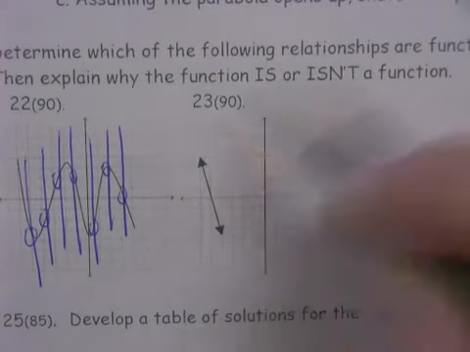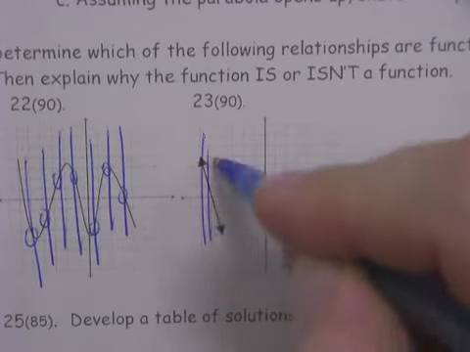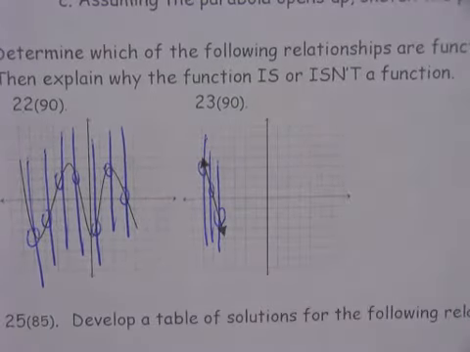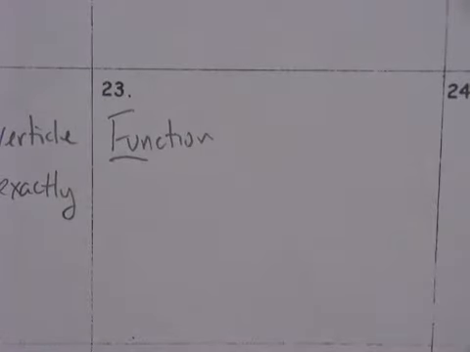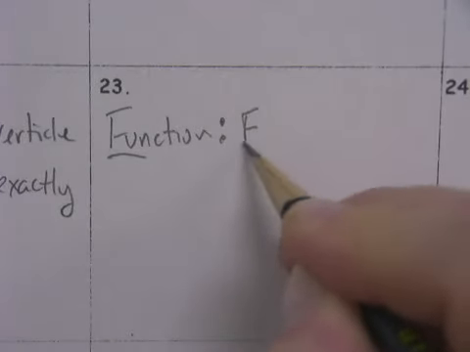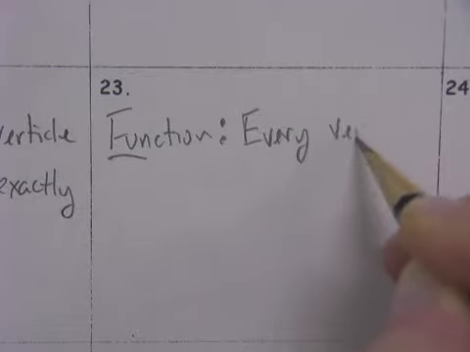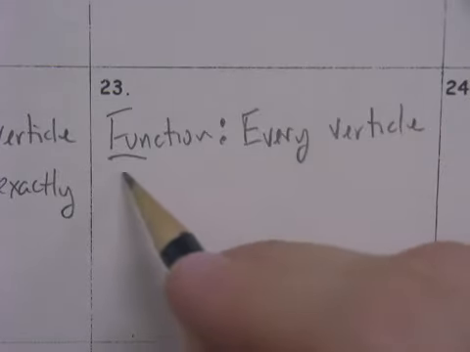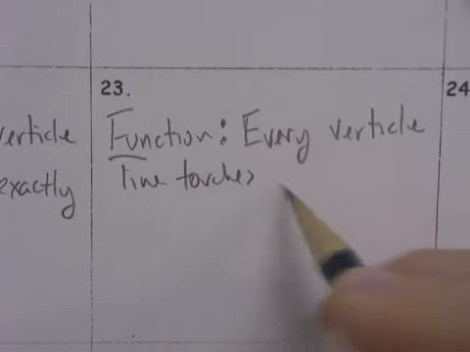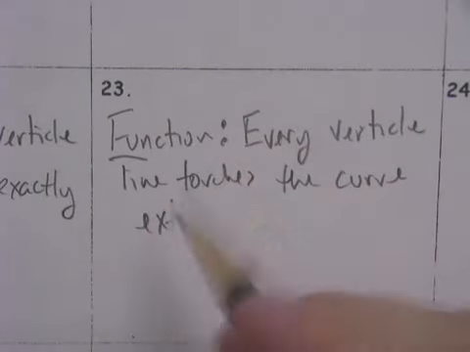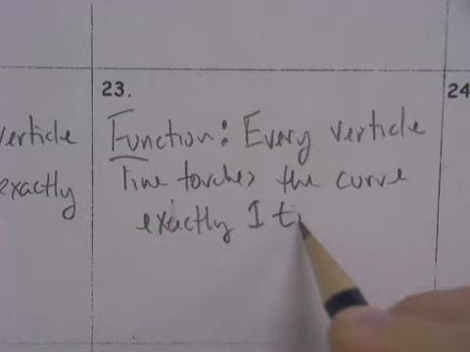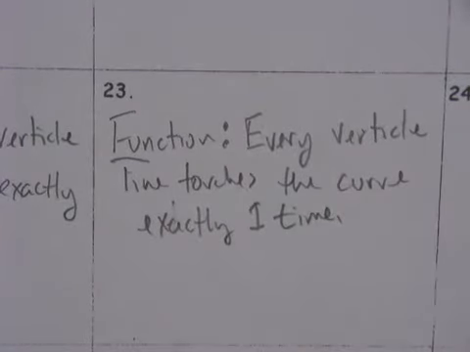All right, here's 23. Again, we use the vertical line test. And every vertical line that I draw touches the line only one time. So if I go to box 23, we would say, yes, indeed, it is a function. Make sure and underline fun for function. And then we would say, you have to defend it. Every vertical line touches the curve exactly one time. And there is number 23. Let's keep moving on. Let's go to lesson 24, and we'll do that one.